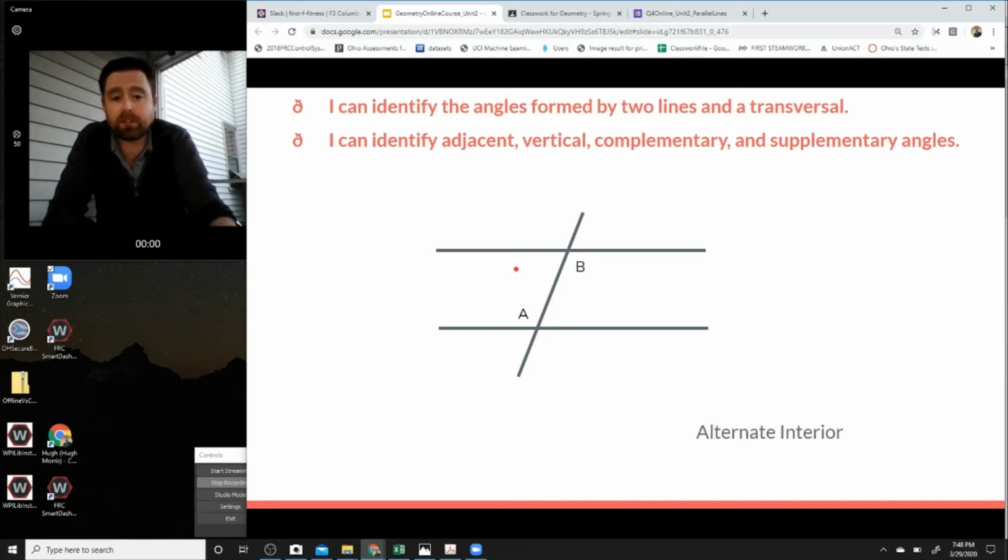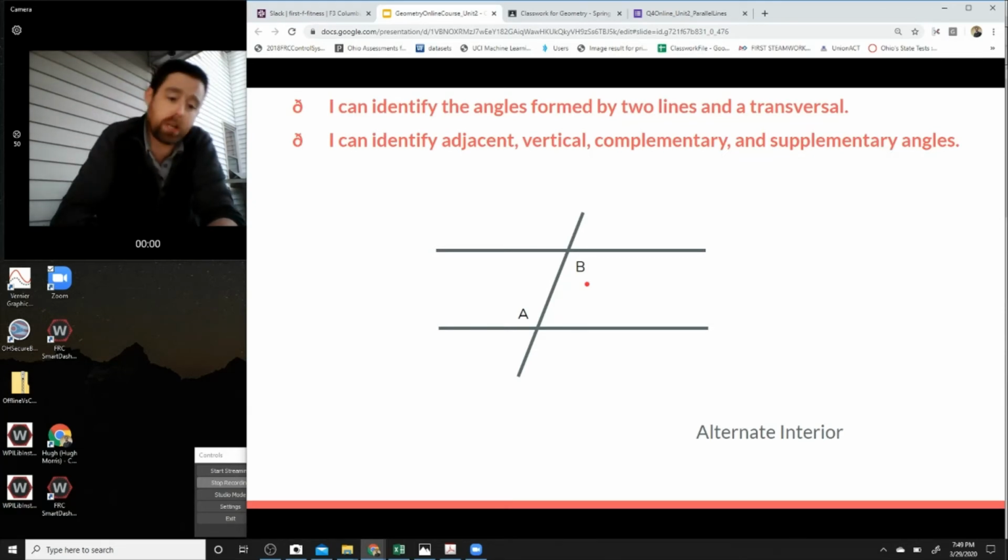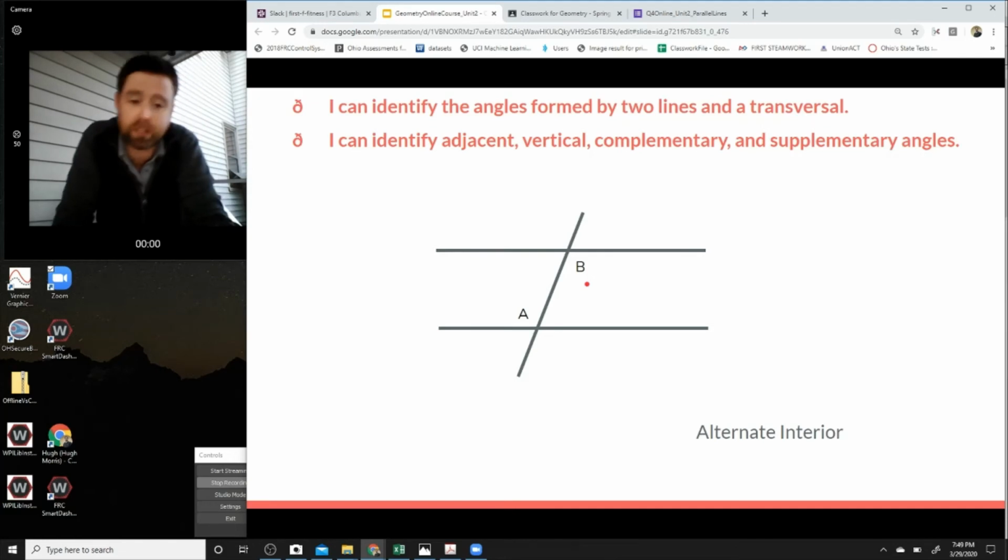There's supplementary. If I move the B over there, you can see they're still both inside, in between the parallel lines, but one is on one side of the traversal and the other's on the other side. So now we call them alternate because they alternate on either side of the traversal. So you have alternate interior, move them outside, alternate exterior, now they're outside the parallel lines.